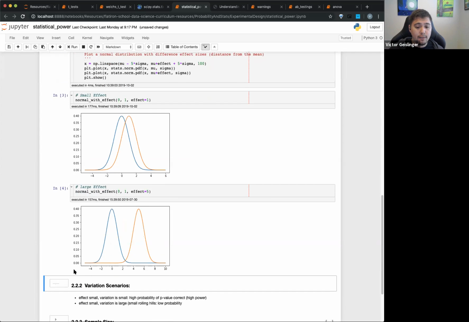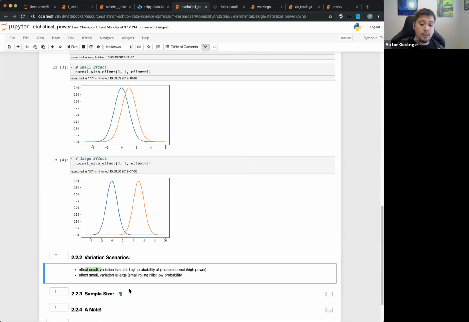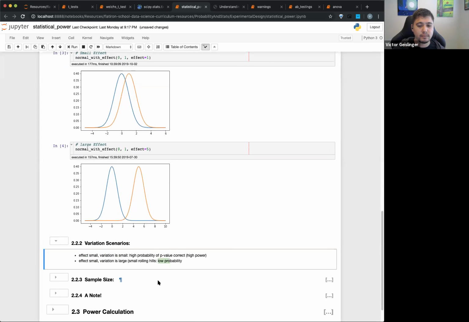Okay. Variation. When I say variation, I'm talking about standard deviation, or your variance. If your variation is small, then you have a higher probability of getting the correct thing. It means you're unlikely to make a mistake, so you have a higher power. But if your variation is very large, you have a very flat distribution, and it's just crossing over more of that area. So you have a lower probability of getting it correct, or a lower power. Okay, cool.